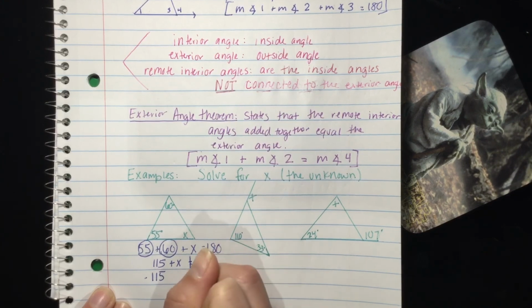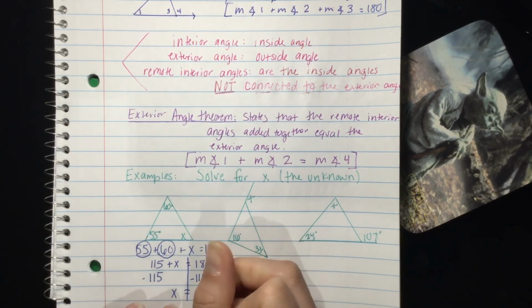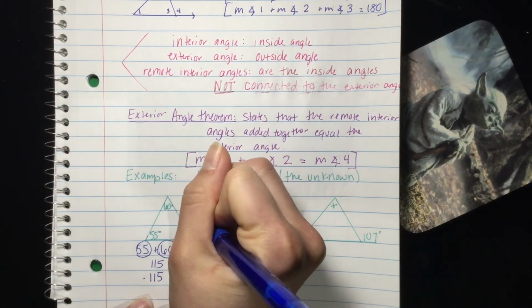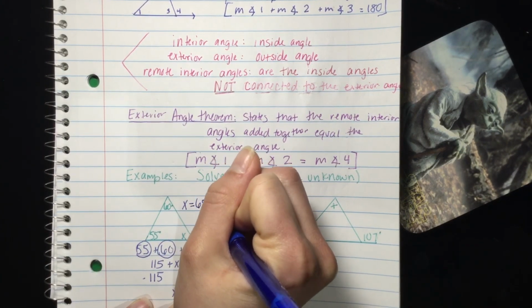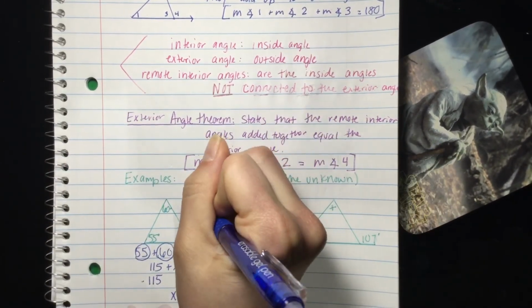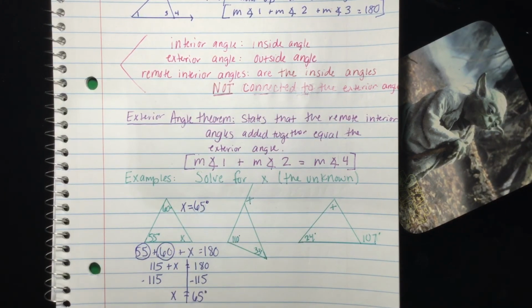Subtract 115, and x equals 180 minus 115 is, you guessed it, 65. All right, so the measure of x is 65 degrees. Make sure that you label it with the degrees symbol because all measures are in degrees.